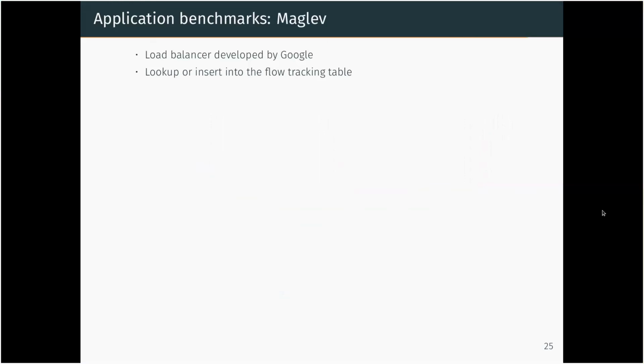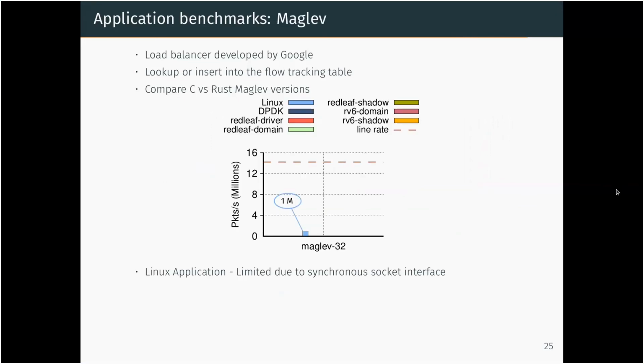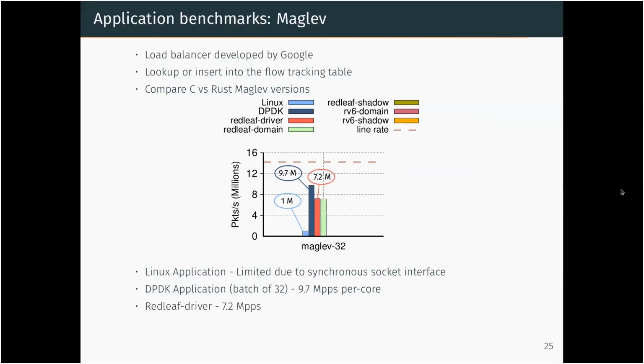To compare RedLeaf's performance, we developed the core Maglev logic in both C and Rust. Running as a Linux program, Maglev is limited to 1 million packets per second per core due to the synchronous socket interface of Linux. Operating on a batch of 32 packets, the DPDK version is capable of achieving 9.7 million packets per second, whereas our RedLeaf driver incurs a 25% drop in performance, but everything is implemented in safe Rust.